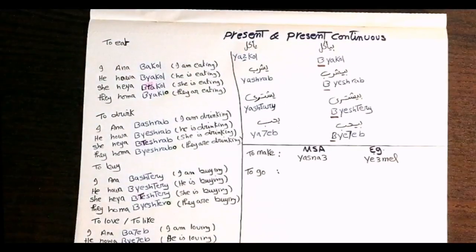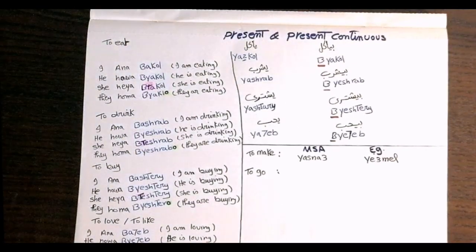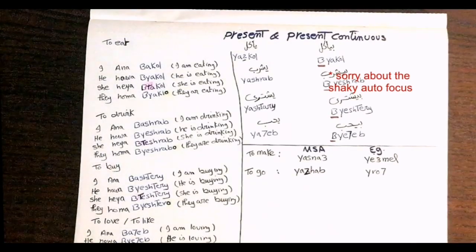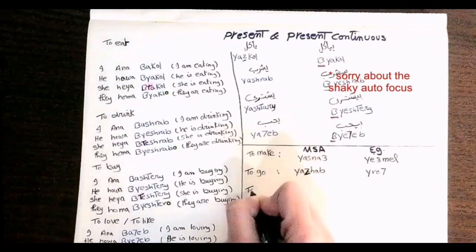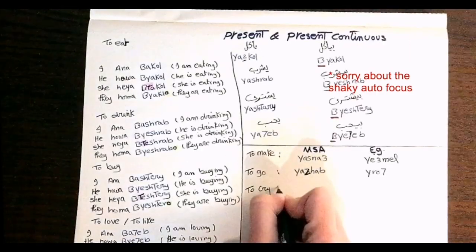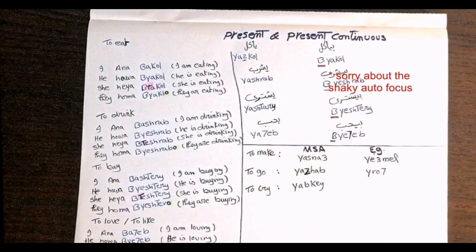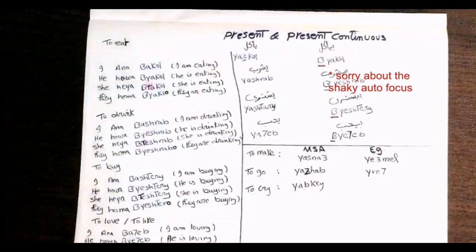Another verb will be to go. In MSA it's يذهب. In Egyptian Arabic it's يروح. So you see the difference is almost very drastic. It's almost like a different language. Another verb would be to cry. In MSA is يبكي. In Egyptian Arabic is يعيط.